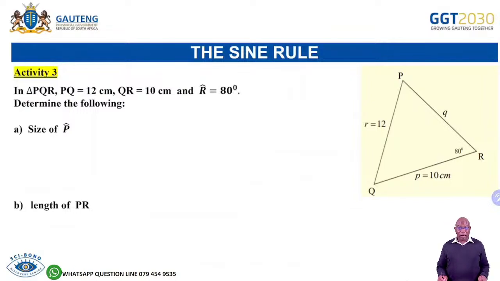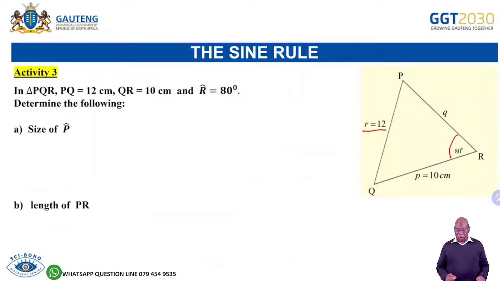Now let's look at the sine rule. In the sine rule, this activity, remember what we said in the sine rule? We must have a known couple. If I check the sketch on the right hand side there, you can see we've got angle R is 80 degrees.